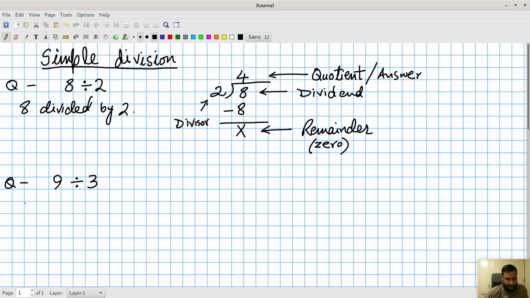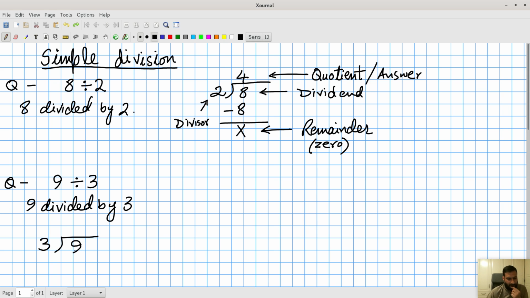So we write that, just for the sake of understanding, 9 divided by 3, and we do it in a very simple way. We put 9 inside, we put 3 outside, and then we compare. Is this number, the dividend, greater than or at least equal to the divisor, which is 3? And that is true. 9 is greater than 3.